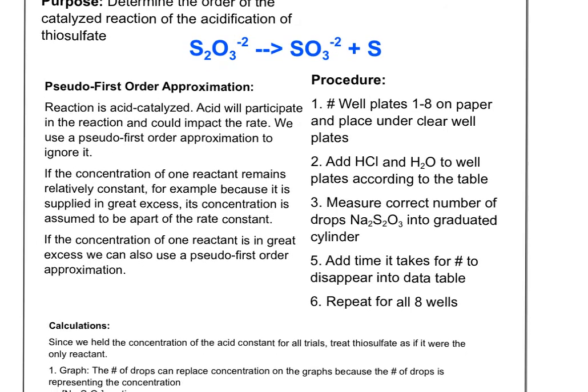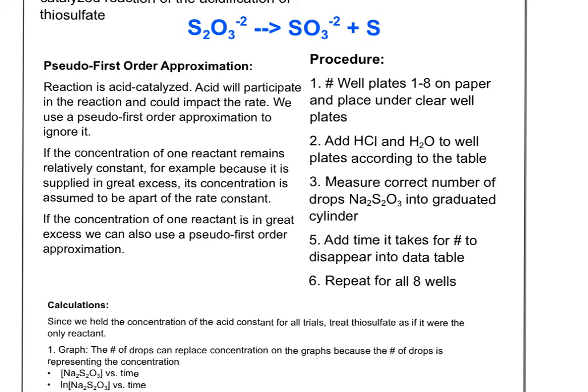So you had 8 well plates. They were clear, and on a sheet of paper underneath, you numbered 1 through 8. And then you put the clear well plate on top. You added the acid and some water, and you put specific drops of the thiosulfate into a grad cylinder, and then you mixed them and recorded the amount of time.